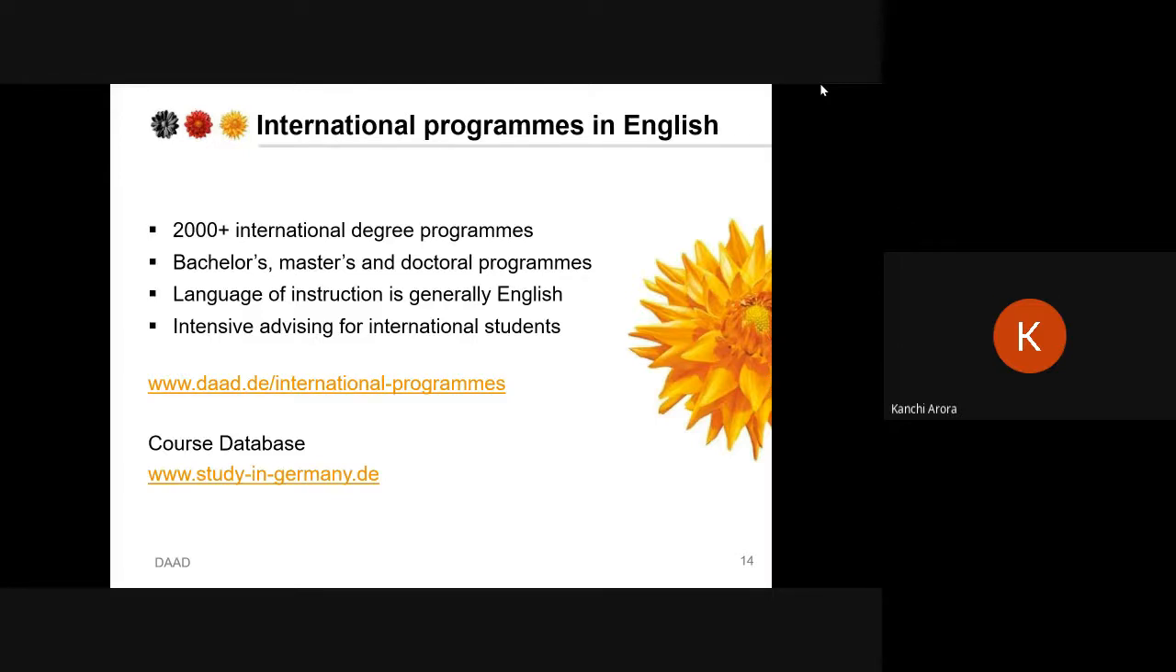Now, the Study in Germany database would also give you the application deadline and the requirements for the particular university, etc. So these are also mentioned on the Study in Germany database, but it is always highly recommended that you visit the university's website also to get more updated information, especially in the times of Corona.